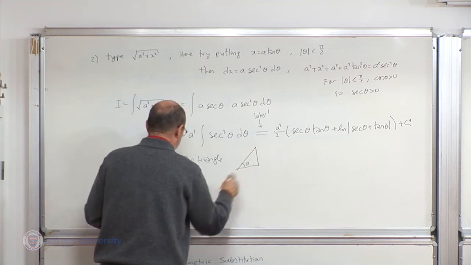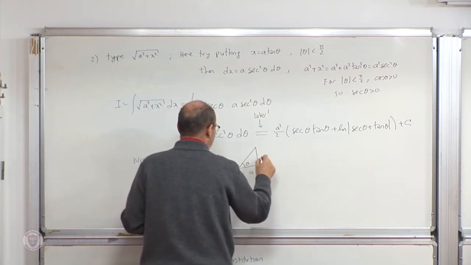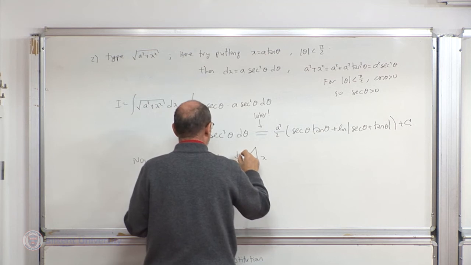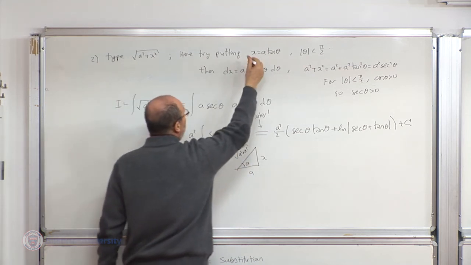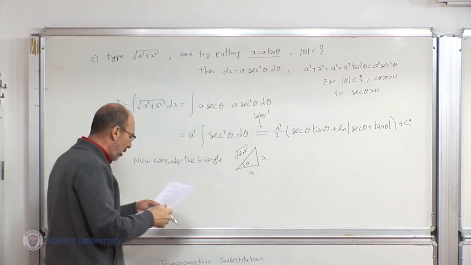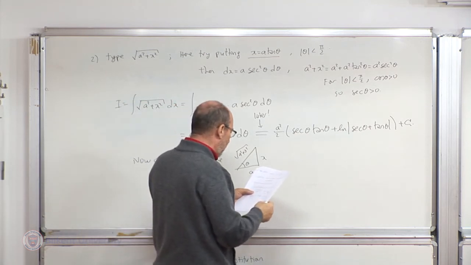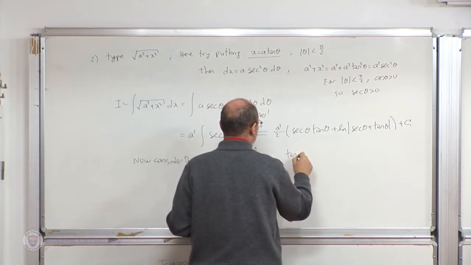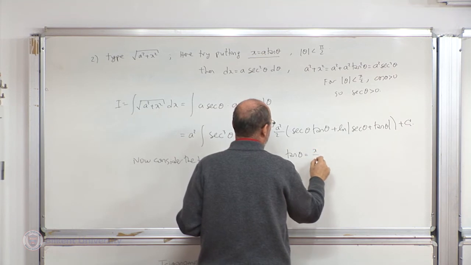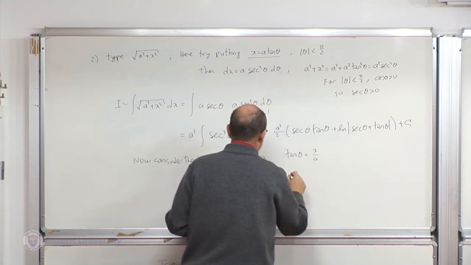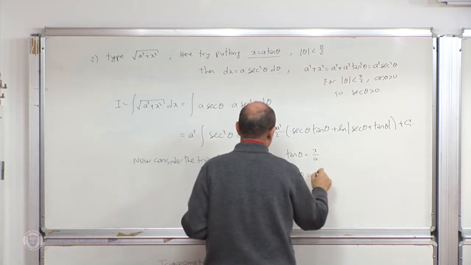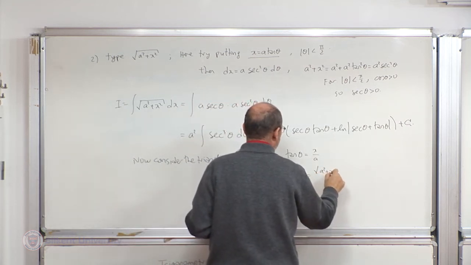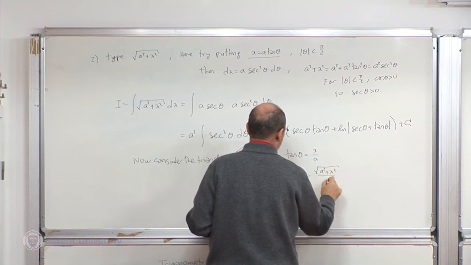Okay, so this is theta. This is a, this is x, this is the square root of a square plus x square. Tangent theta is this over this, so that's what we had here. We know tangent theta is x over a, and we need just secant. Secant theta is this over this, so this is the square root of a square plus x square over a.